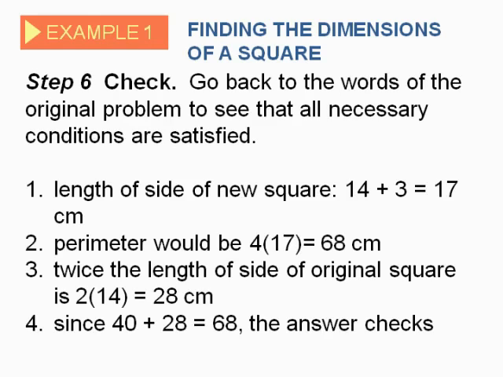Now let's go back and see if that makes sense here. All right, the length of the side of the new square, 14 plus 3 equals 17 centimeters. Perimeter would be 4 times 17 equals 68 centimeters. Twice the length of the side of the original square is 2 times 14, or 28 centimeters. So since 40 plus 28 equals 68, that answer makes perfect sense.